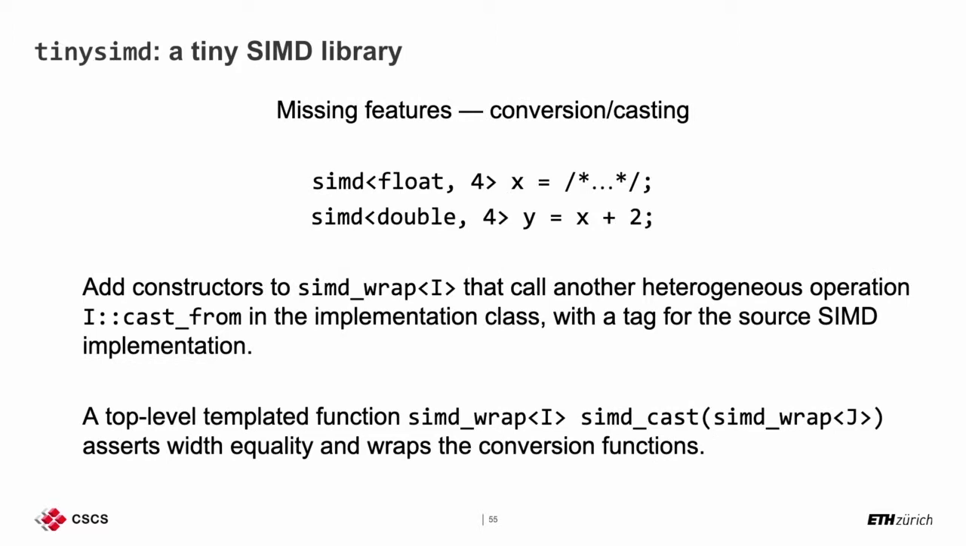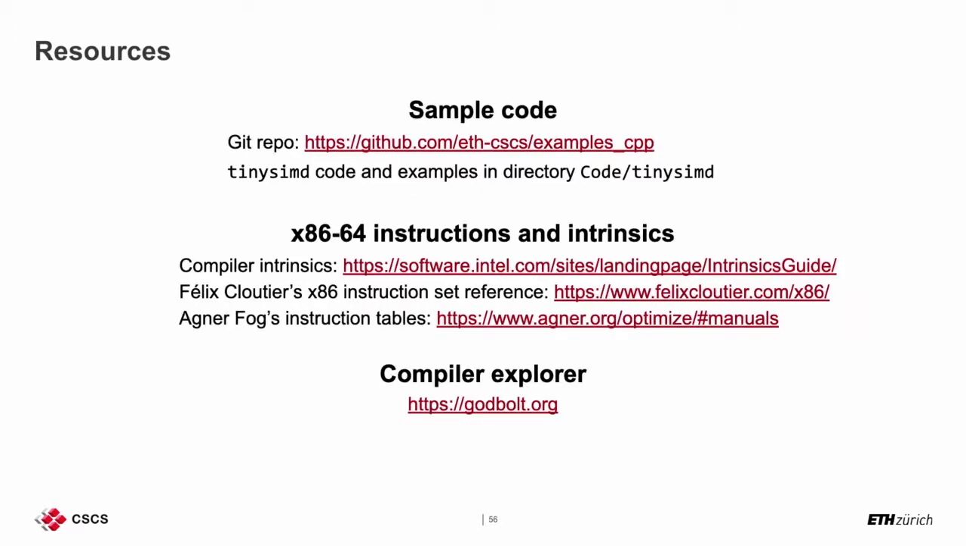Another missing feature is conversion and casting. If I've got some float values in a vector and I want to turn them into double values in a vector, I should be able to do that. And we can. This is another example of a heterogeneous operation. We have 2 different vector types that we have to deal with. And much like gather and scatter, we can solve the problem with tag classes. We have a cast from method in our implementation classes that takes a tag and then does all the work. Now, I haven't done this for our tiny SIMD library. The example code won't have these 2 things in it, although the version in our project does. I was just going to leave them out.